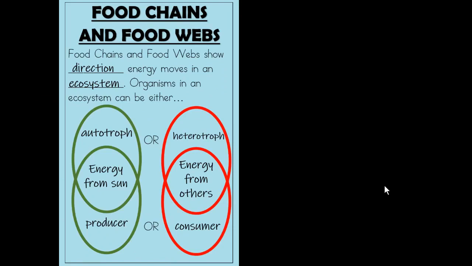Food chains and food webs are our tool for showing the direction of energy in an ecosystem. So, organisms that show up most in food chains and food webs are either organisms that get their energy from the sun or organisms that get their energy from others. These can be called either autotrophs or heterotrophs, or producers and consumers. Decomposers also show up in food webs and food chains, but not quite as often.